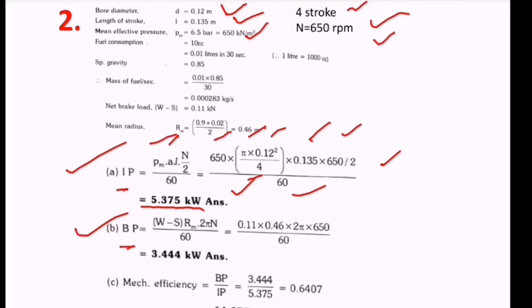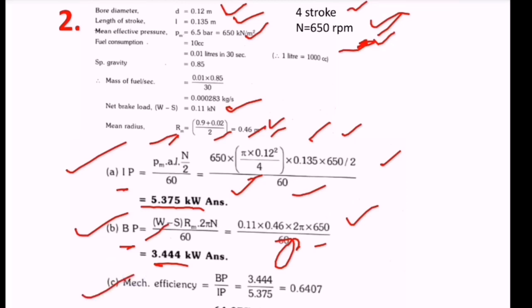Second is brake power, that is 2 pi NT by 60. T is nothing but (W minus S) into Rm. W minus S is given in the question as 0.11 kilonewton. Rm is nothing but 0.46, which we got. And N is nothing but 650 RPM. Substitute the values, divided by 60, because N is in RPM. Actually we need it in RPS, so that's why we are taking divided by 60. So the answer is 3.44 kilowatt.